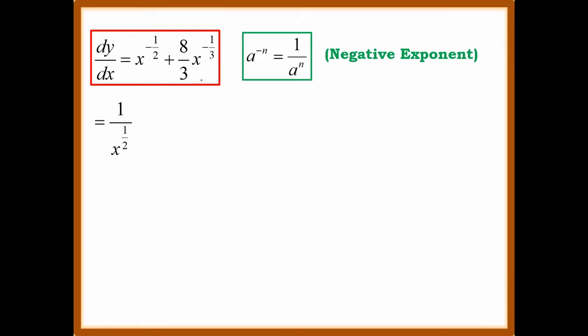Here, this is x raised to negative 1/3. But let us be careful, because only x is raised to the negative exponent. The 8 over 3 is retained. So, we will only move x raised to negative 1/3. Let us disregard the negative for now. This is x raised to 1/3.